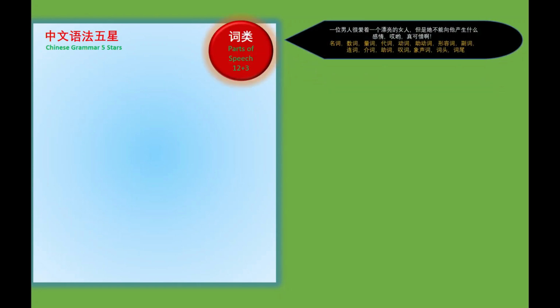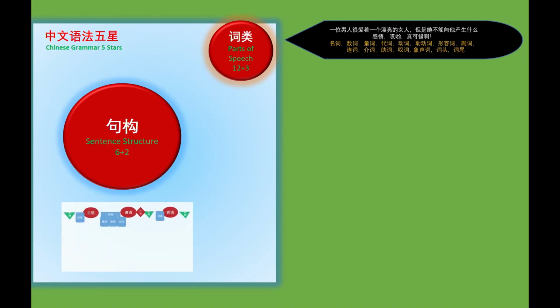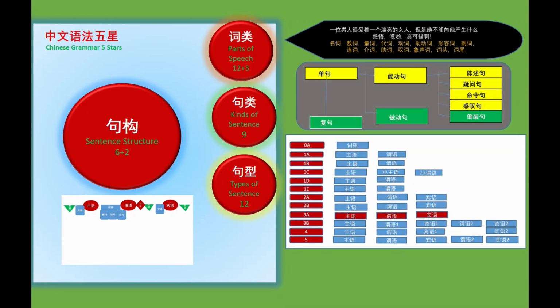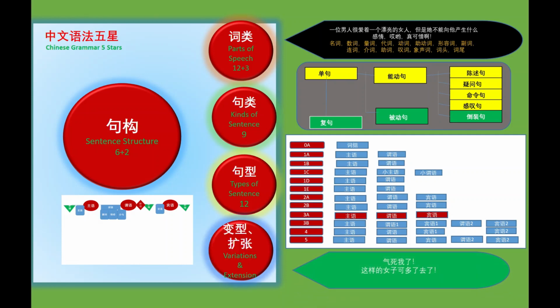Let us have a brief review of the Chinese grammar 5 stars. First, 词类. Next, 句构. Third, 句类. And the fourth, 句型. The fifth, 变形 or 异形. We are going to consider them one by one, step by step, from overview, then details, just like going into the forest.